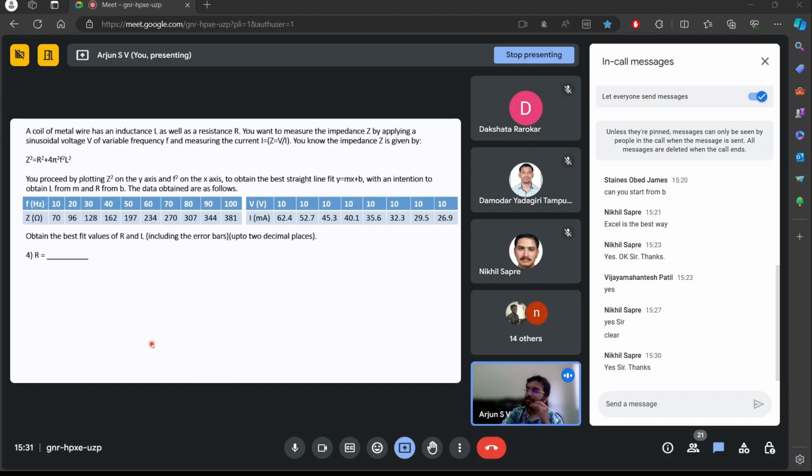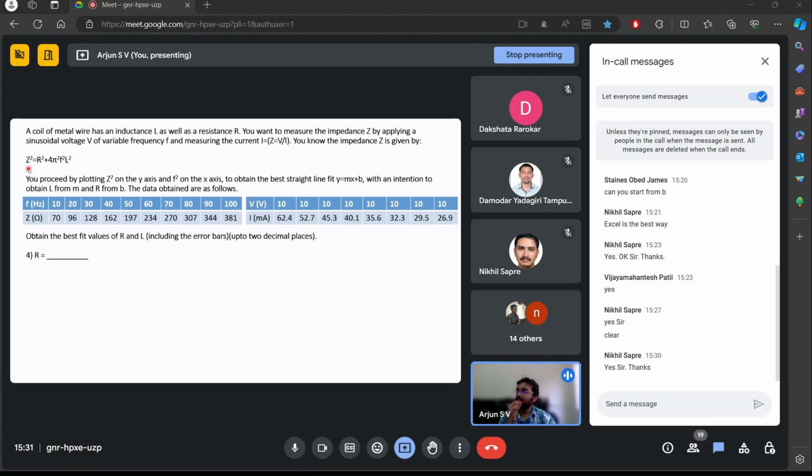So a coil of metal wire has an inductance L as well as a resistance R. You want to measure the impedance Z by applying a sinusoidal voltage V of variable frequency F and measuring the current I. The impedance is given by, they have given a formula for Z square: Z square is equal to R square plus 4 pi square F square L square. They have given all the quantities, frequency, inductance L, resistance R, impedance Z. They have given this tabulated data between F and Z, and we have to fit this into a line, and then using that we have to find the best fit values for R and L. So you can see that there is a problem in this question.